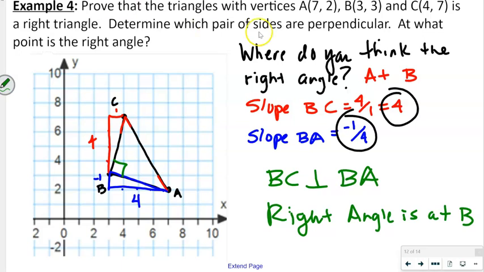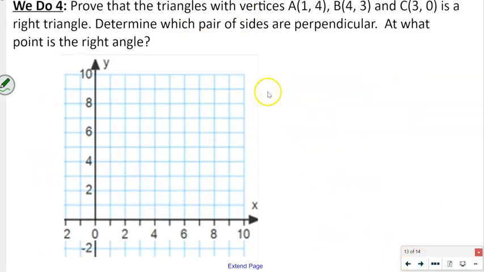Okay. All right, so go ahead and plot the points on this next one, and let's see if we can figure out where the right angle is again. Pause the video, come back to me when you're done. So we got 1, 4 right there, that's my A. Then we have 4, 3 right there, that's my B. Then we have 3, 0 right there, that's my C.